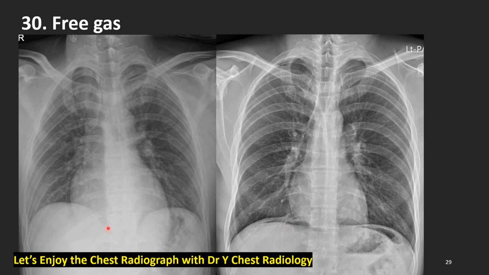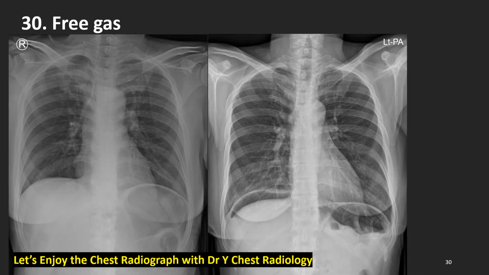What do we see here in one-day difference? AP supine view. Nothing. It's just looking normal. That's the dilemma or problem of pneumoperitoneum in AP supine film.